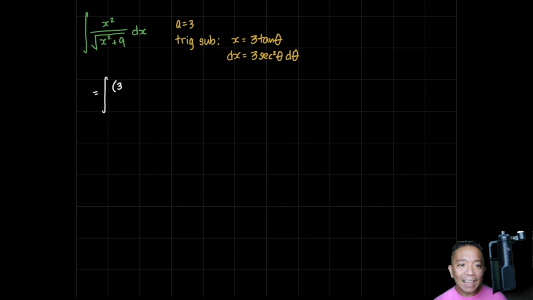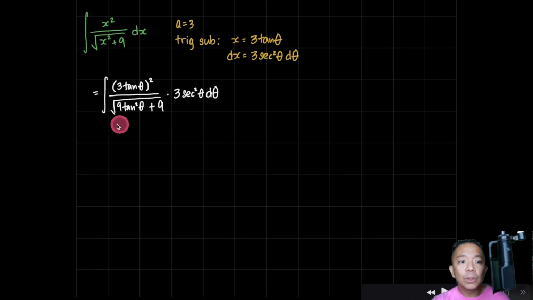So we could rewrite our given as the integral of, ito muna, x squared, but x is 3 tangent theta, so 3 tangent theta quantity squared, all over, so in-square na natin yung 3 tangent theta, 9 tangent squared theta plus 9, so square root nun. Then yung dx, we'll write it as 3 secant squared d theta.